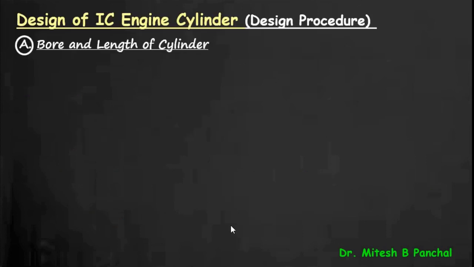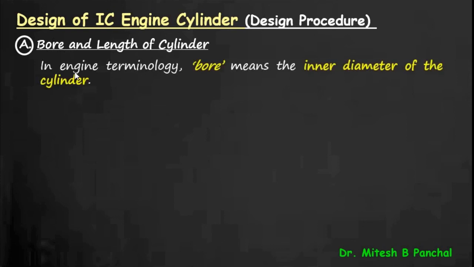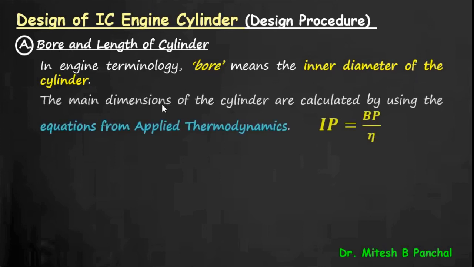Now we will start the design procedure. In the design procedure, the first thing we need to estimate is the bore and length of the cylinder. Bore is nothing but the internal diameter of the cylinder. Okay. So in engine terminology, bore means the inner diameter of the cylinder.